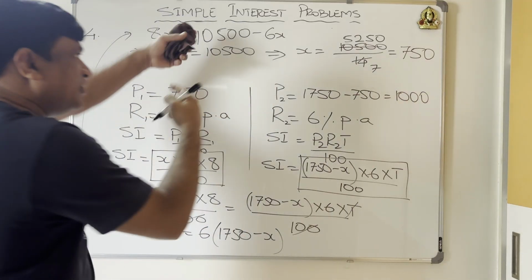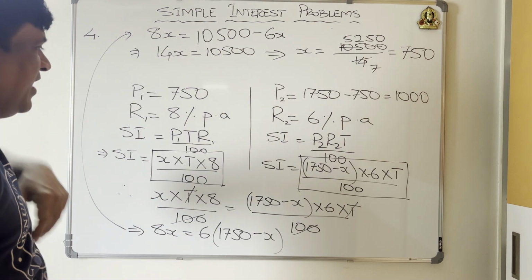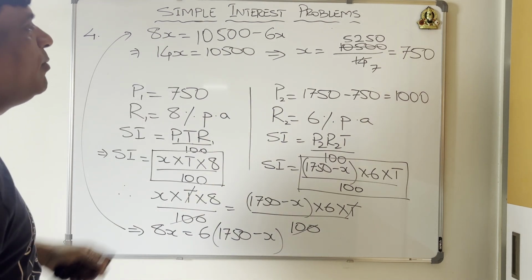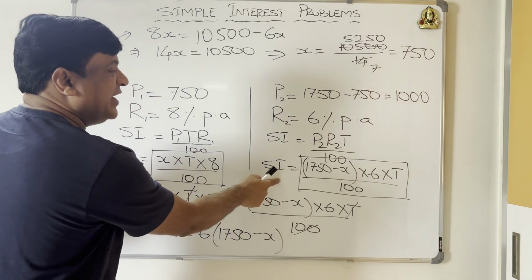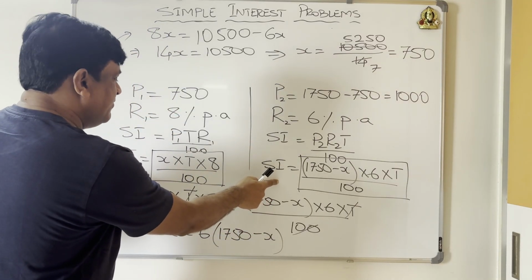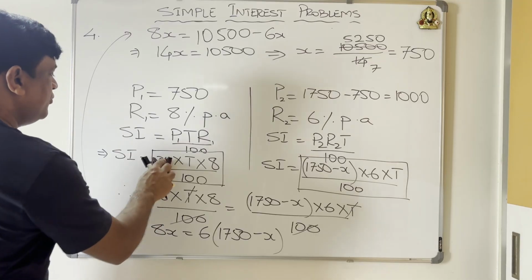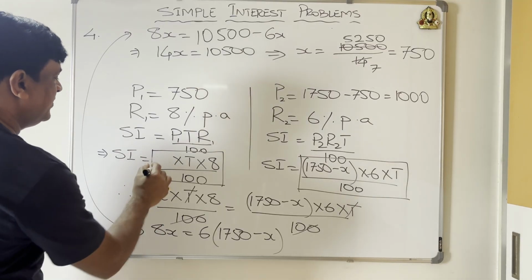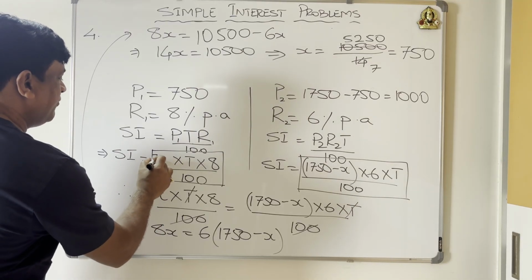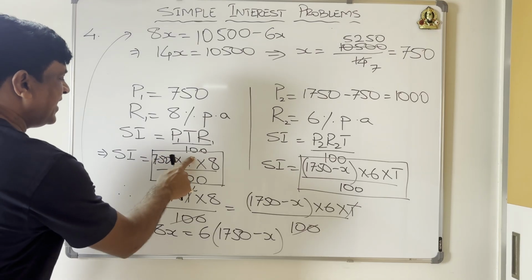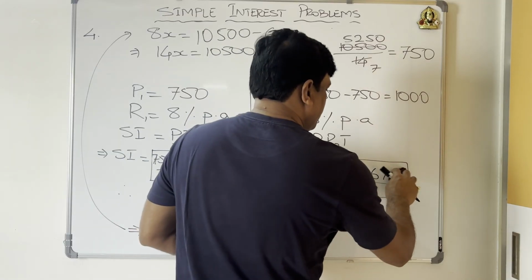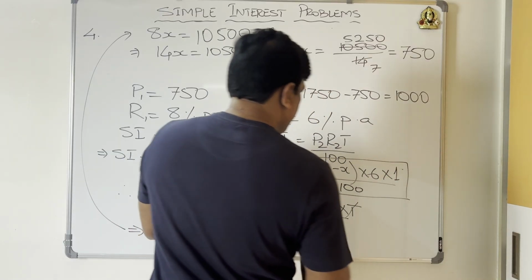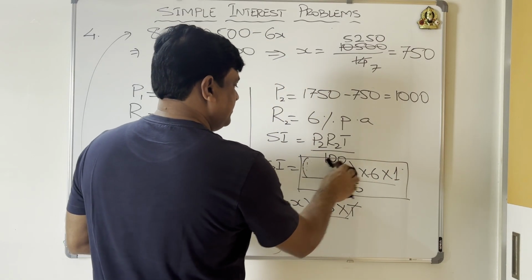In the original problem, I have erased the original problem. What did they ask you to calculate? They asked you to calculate the individual interests, right? So what do you need to do? You need to plug in the value of 750 over here, and I'll take the time as 1 year for a single year. In this case also, I'm going to take it as 1 year. I'm going to plug the value as 1000 over here, okay?